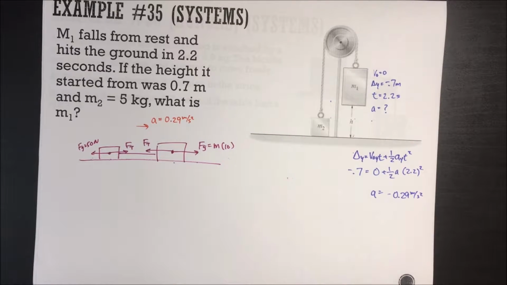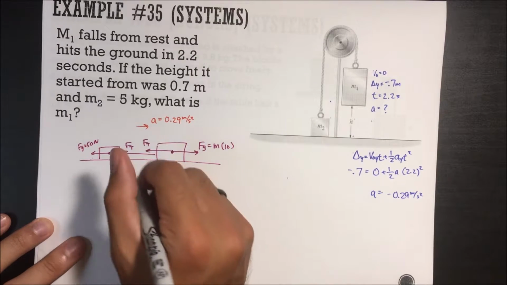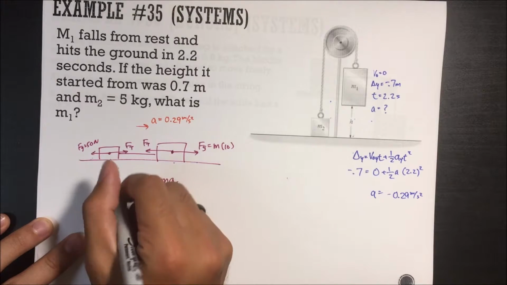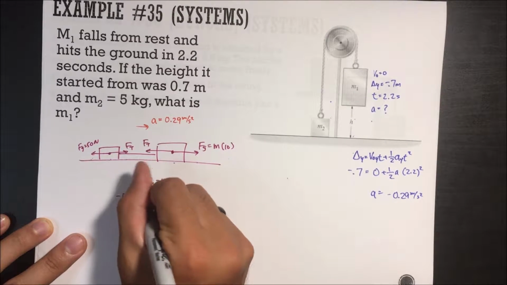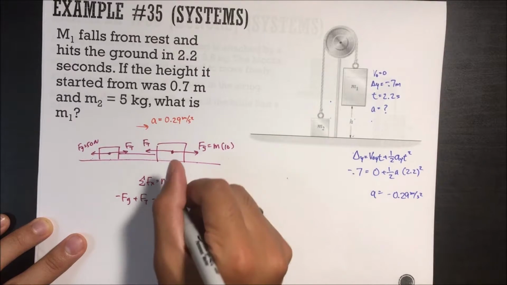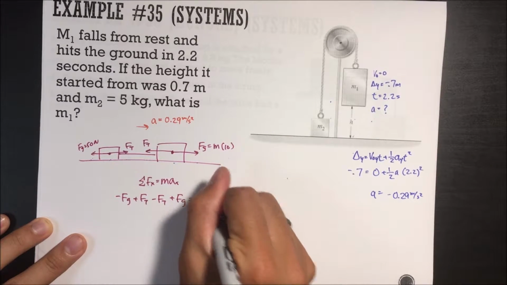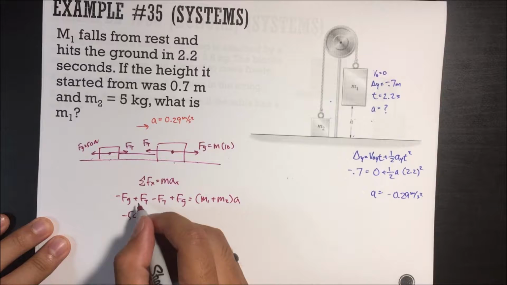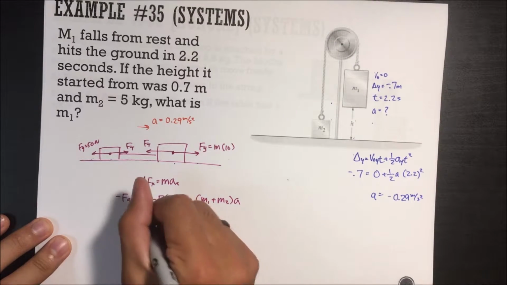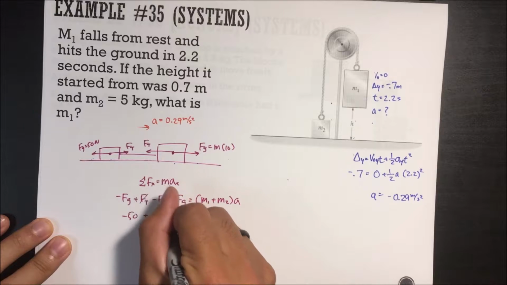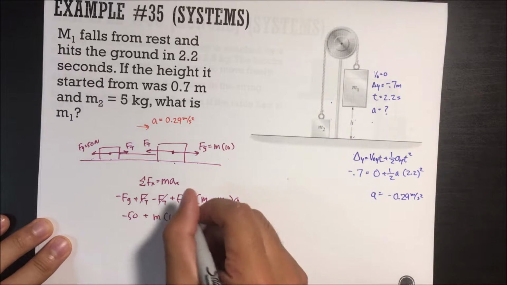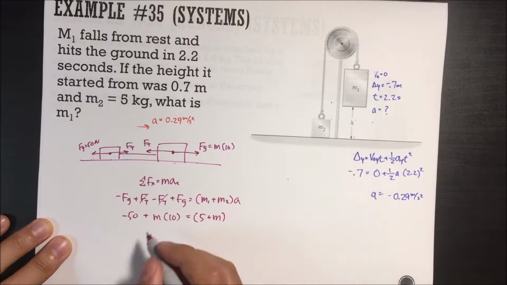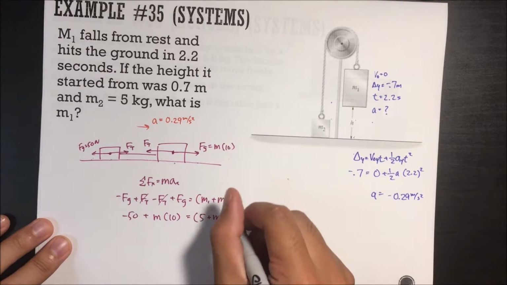Now that we know that, let's try to look at the whole system to find what this mass is. Sum of all force in the x equals mass times acceleration x. Let's go from here. Negative force of gravity plus force of tension minus force of tension plus force of gravity equals m1 plus m2 acceleration. This one is minus 50. We don't know what force of tension is, but we do know they cancel out. We don't know what this force of gravity is, but we know this is mass times 10. This mass is what we're looking for. And this is going to be equal to m1, which is 5, plus m, which we're looking for, times the acceleration, which is 0.29.